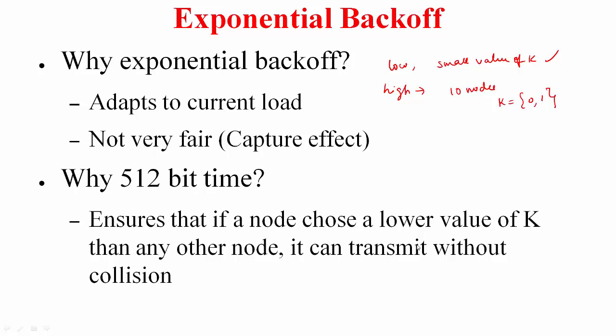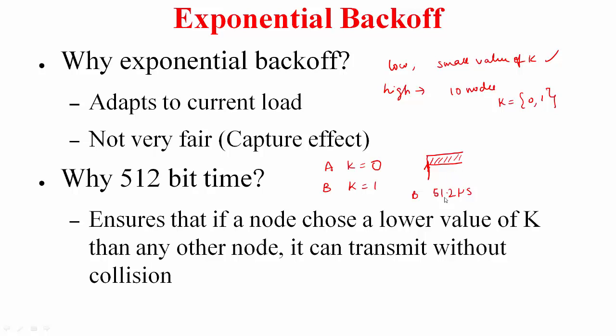For example, node A chose a value of k equal to 0. Let's say node B chose a value of k equal to 1. So A has started its transmission and it's ongoing. Now B is going to wait for 51.2 microseconds before it listens to the channel to decide whether it is idle or not.